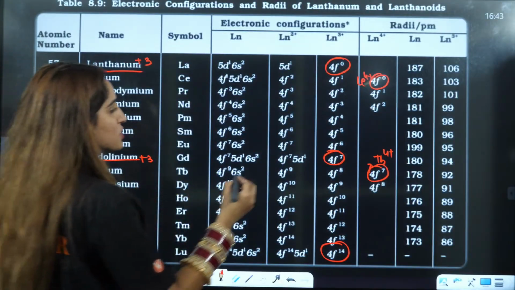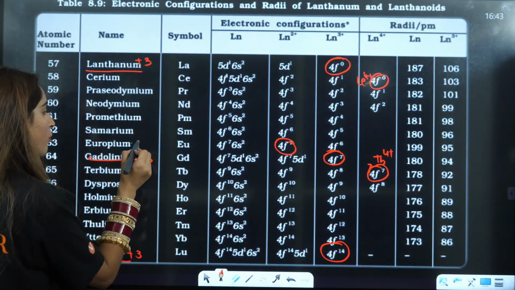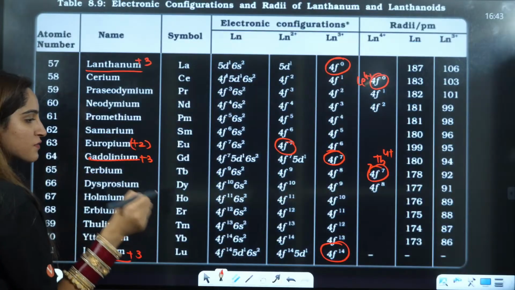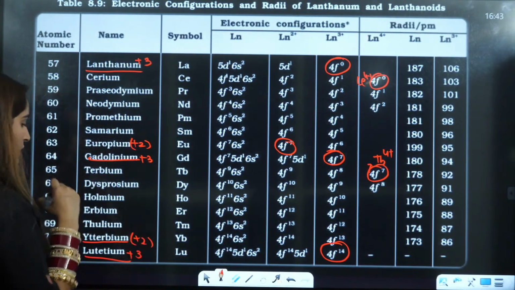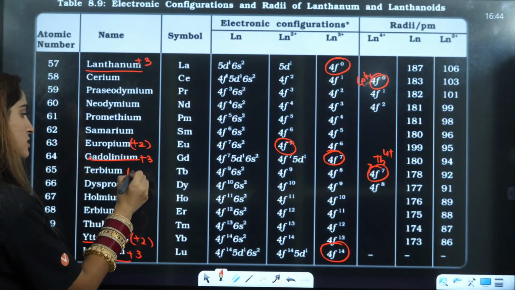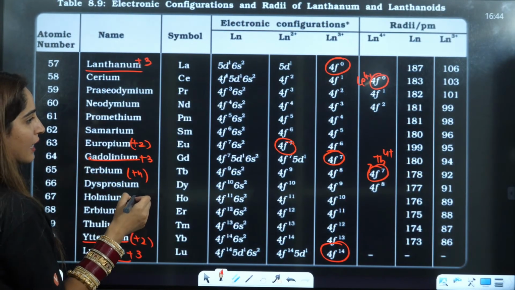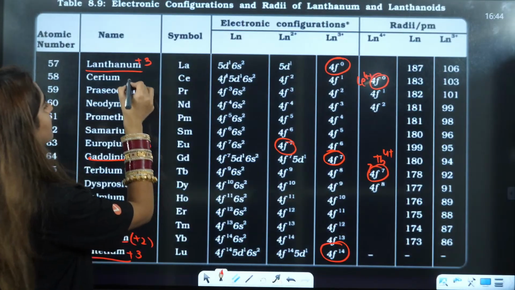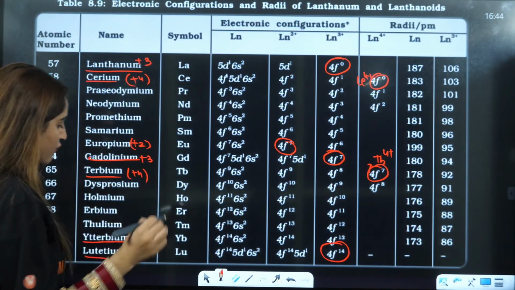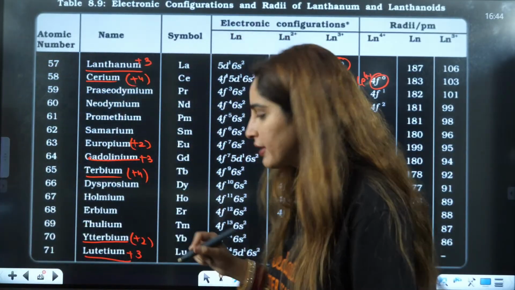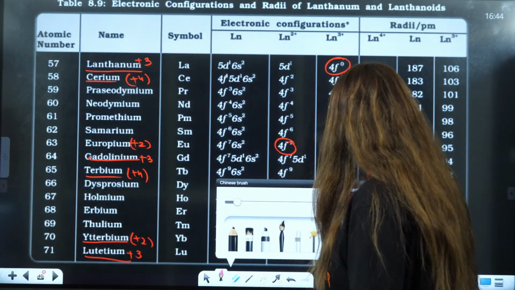Then in the +2 state, you have europium, that is stable in the +2 state. And then you have ytterbium, that is stable in the +2 state, right? This you can write, this is stable in +4, and cerium is also stable in +4. These are some of the very, very important electronic configurations, right? It is a must to do.